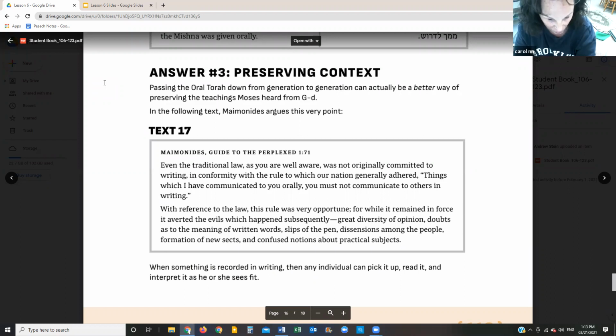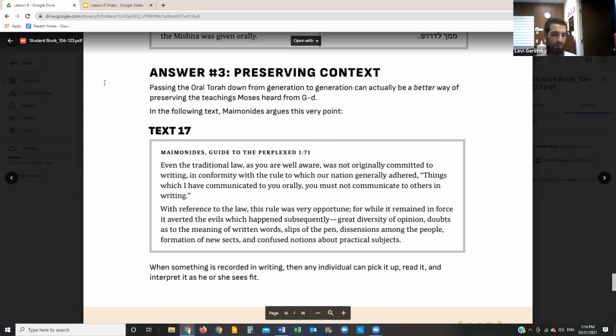When something is recorded, okay. No, you can read those last 2 lines. Yep. When something is recorded in writing, then any individual can pick it up, read it, and interpret it as he or she sees fit. Very good.